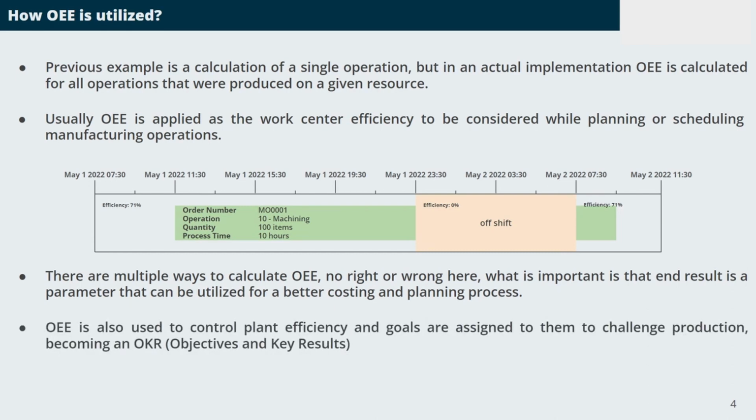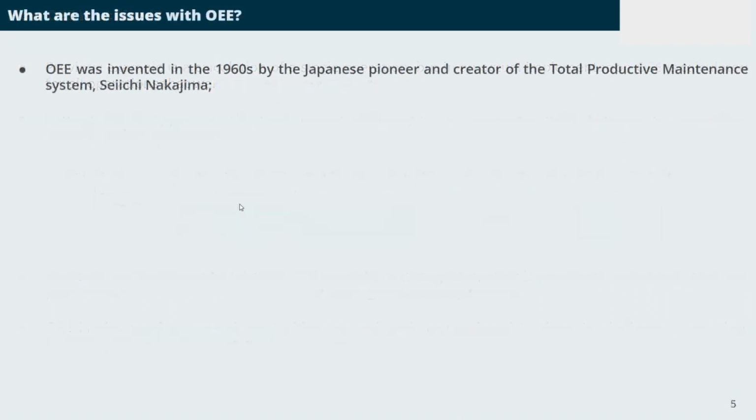It's also very common to assign goals to the OEE. So, for example, efficiency of 71. Let's say that's the actual OEE calculated for the whole, all operations running through that work center. Then you might decide to apply an OEE of 75%. So you have kind of a goal and you challenge the shop floor to do better, right?